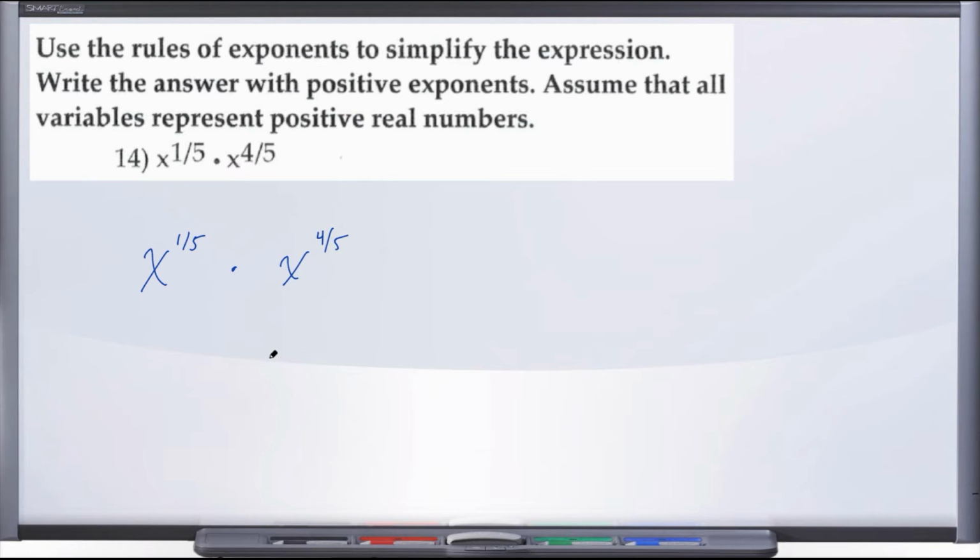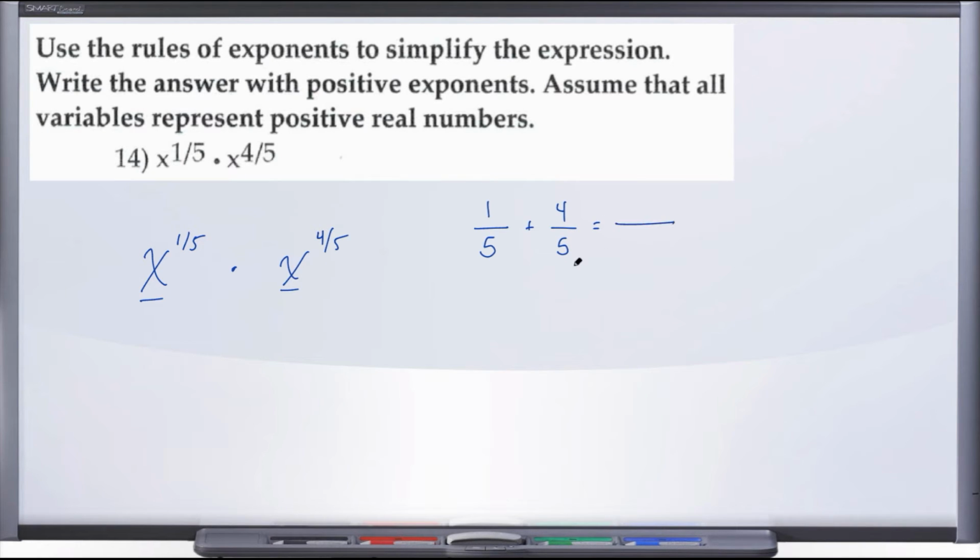Well, if you watched the previous video, or if you recall from, I think it was test 2, I may be wrong about that, but it was a test that we took earlier in the semester where we were introduced to exponents. We learned that when we're multiplying like bases, and in this case our base is x, we have to add the exponents, don't we? So in this case we have 1/5 plus 4/5.